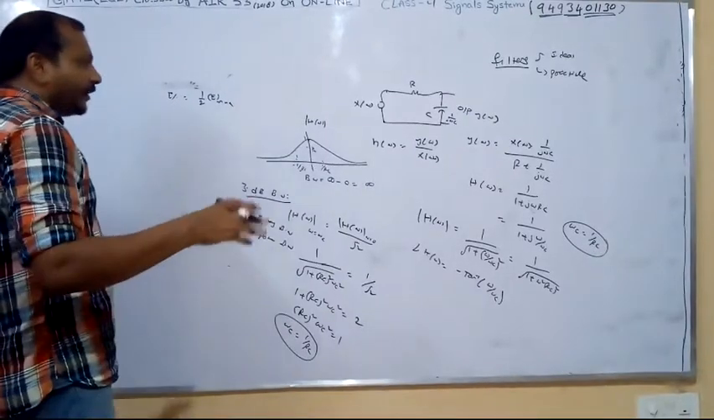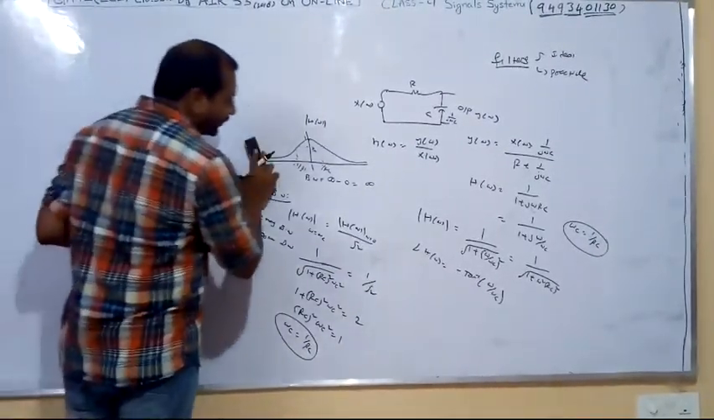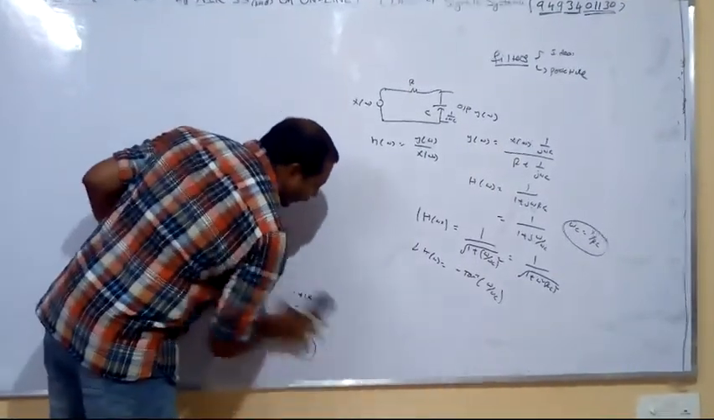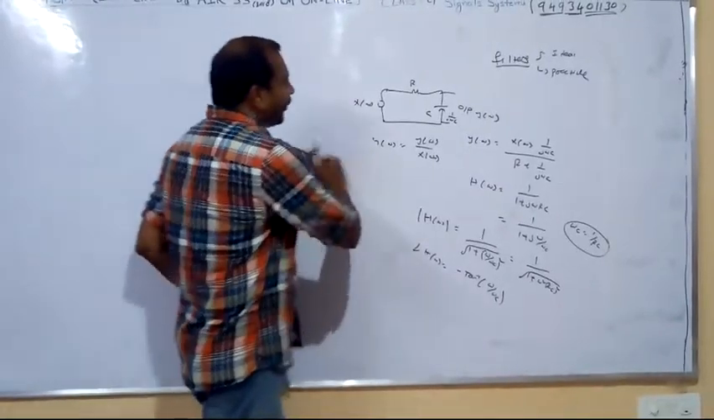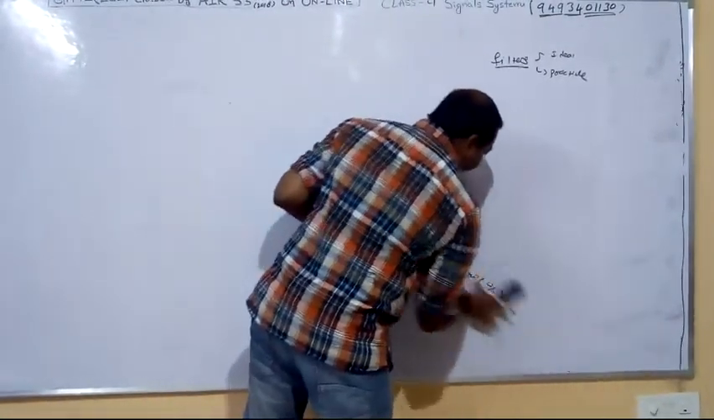For example, write a question. The signal e to the power minus t into u of t passes through an ideal low pass filter with cutoff frequency equal to 1 radian per second.